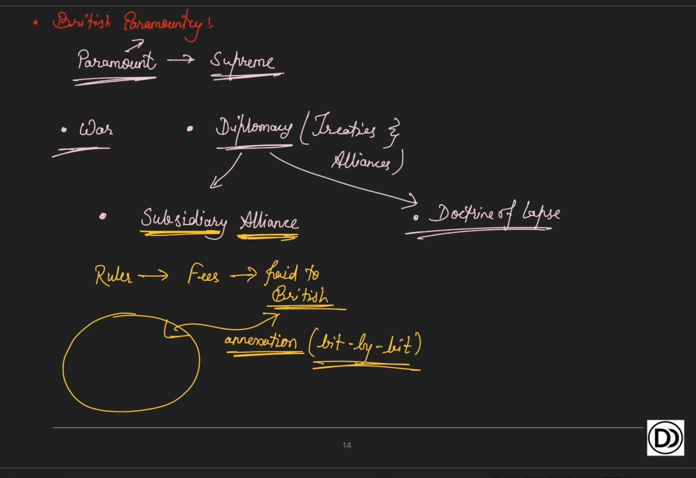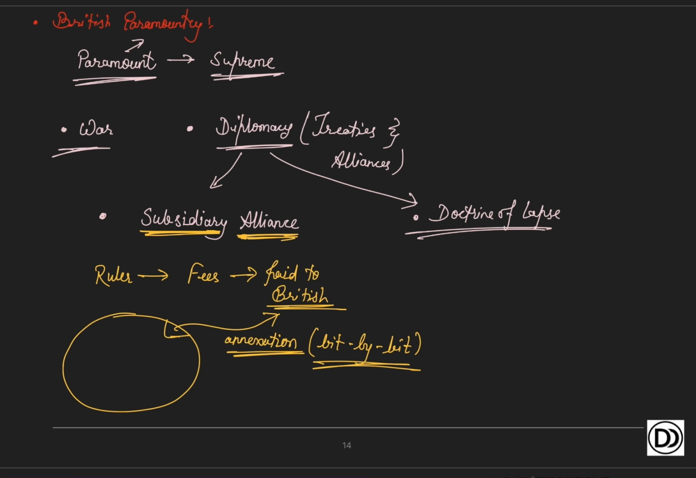So the British didn't even have to fight a war. British came with an offer that we will neutralize all the threats that you are having. You will be safer under our protection. You have to just sign the subsidiary alliance. And the kings readily accepted it. And whenever they were not able to pay the protection fees, they had to cede a part of territory. So bit by bit, the British were taking over these territories under the rulers.